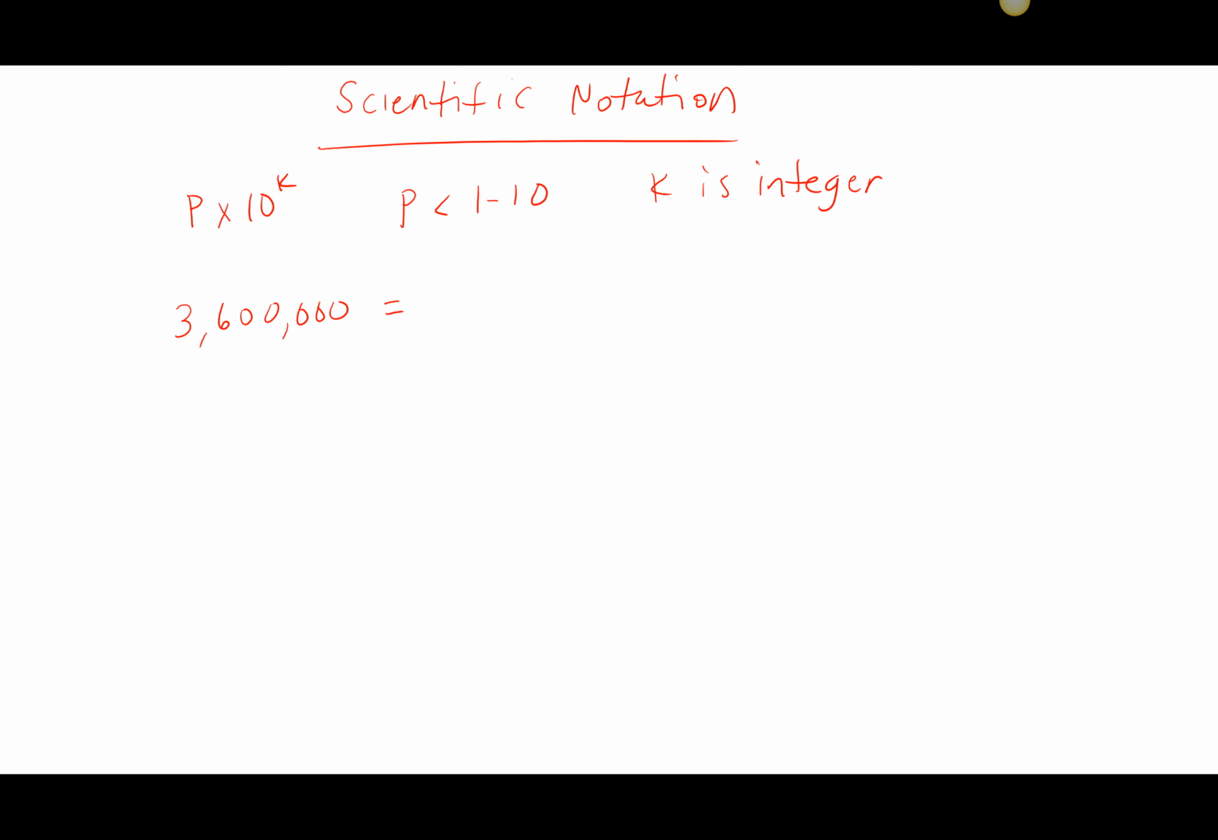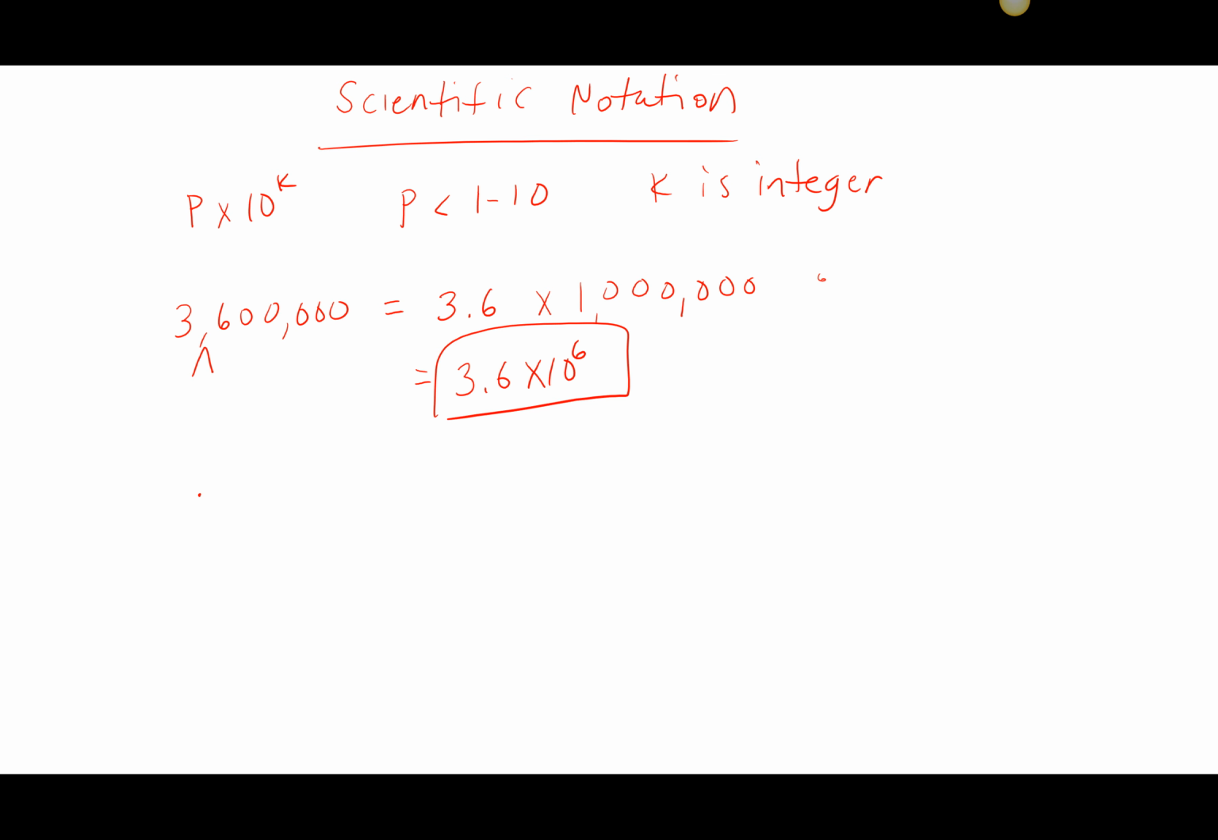So we know p needs to be between 1 and 10. So where's that number? It's here. So 3.6 is between 1 and 10. Times, and that's going to be times a million. Okay? So that's the power of 10. So how many zeros do we have? 1, 2, 3, 4, 5, 6 zeros. Okay? So remember that. So that's going to equal 3.6 times 10 to the 6th. And that's scientific notation. Okay?